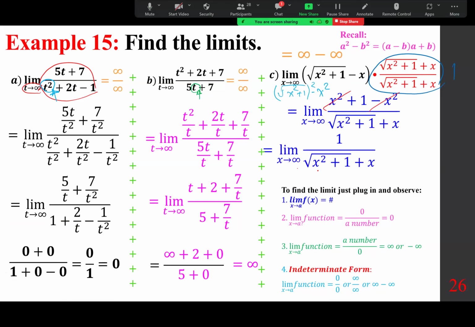And now if you plug in infinity, please understand this means square root of infinity squared plus 1, which is infinity. And infinity and infinity is infinity. 1 over infinity plus infinity is 0. Pretty straightforward.